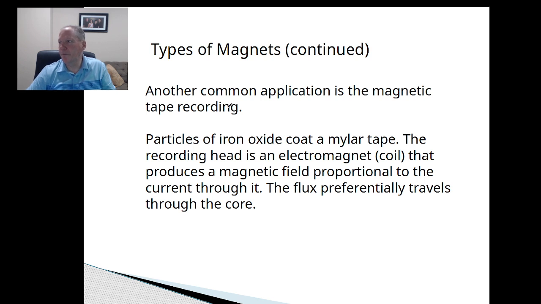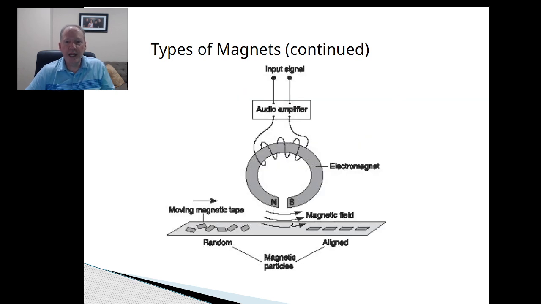All right, another common application is tape recording. Particles of iron oxide coat mylar tape. The record head is an electromagnetic coil that produces a magnetic field proportional to the current, and the flux preferentially travels through the core. Then when it's read, the read-write head will pick up the signal and amplify it through the circuit.